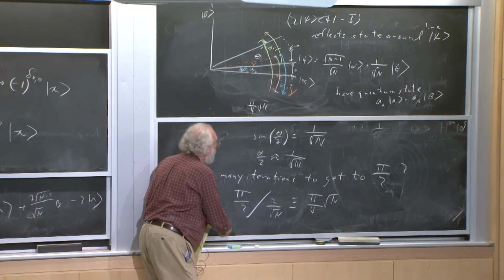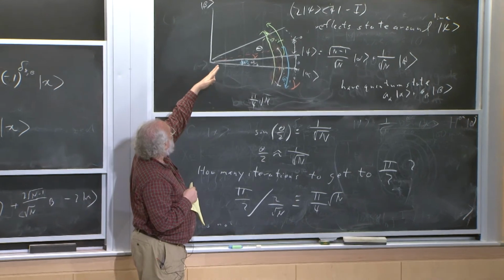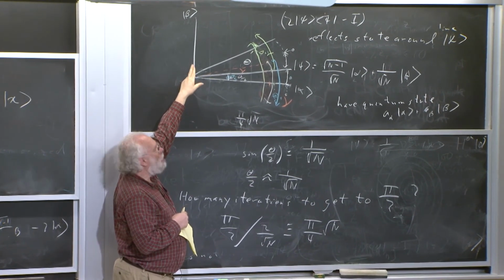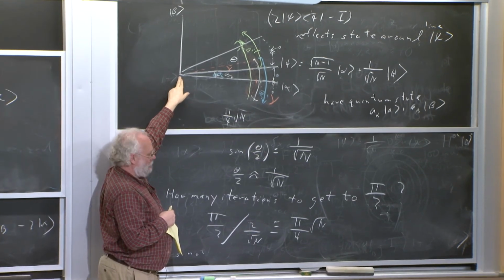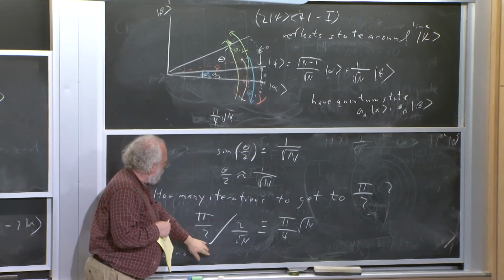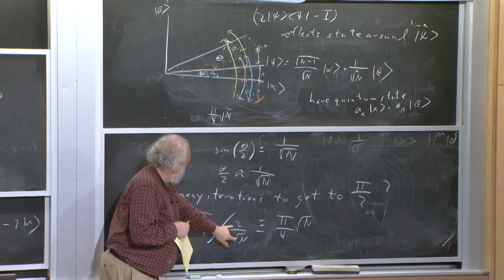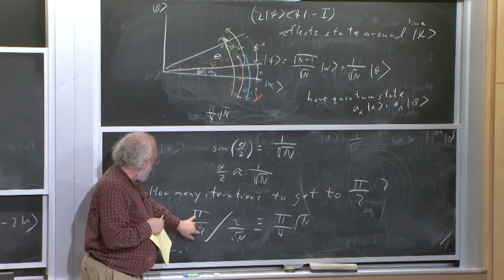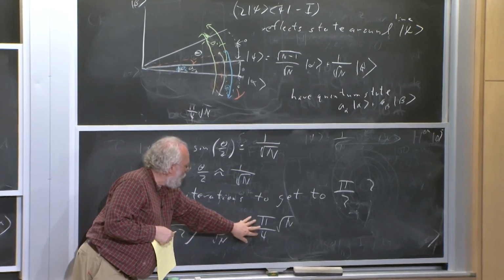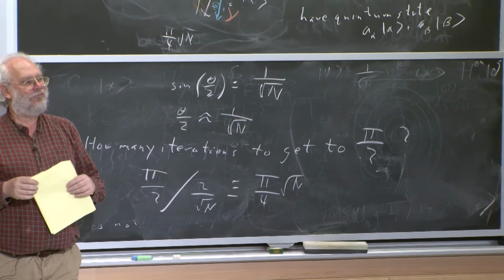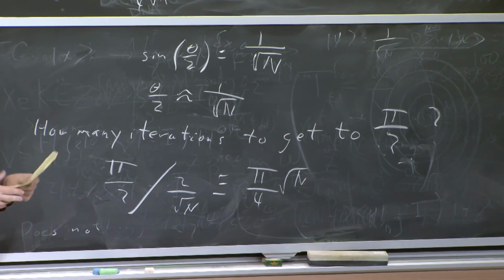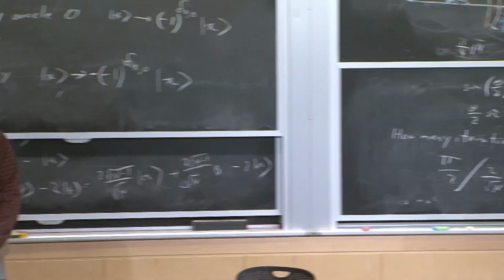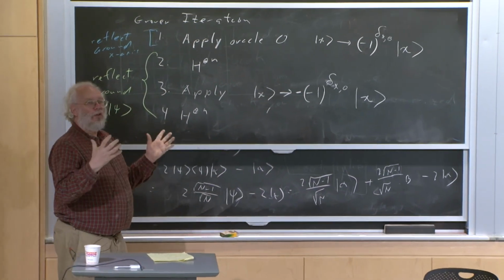And we want to ask, how many times do we need to change the angle by theta to get to the state beta, which has an angle of pi over 2? The answer is pi over 2 divided by theta, which is roughly pi over 2 divided by 2 root n, which is pi over 4 times square root of n. So that's Grover's algorithm when there's one thing we're looking for.